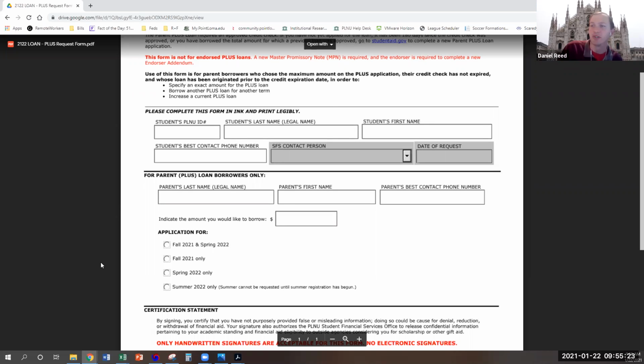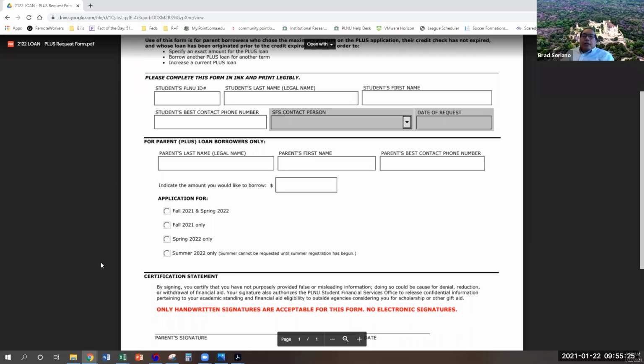Do you want to walk through what the revision was from the? Well, basically, the original form was only designed to request an amount if the parent left it blank on their PLUS application. And then somehow last year when SOSE was doing this, it became used also to increase a PLUS loan.